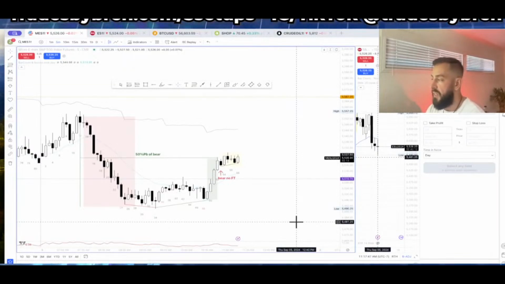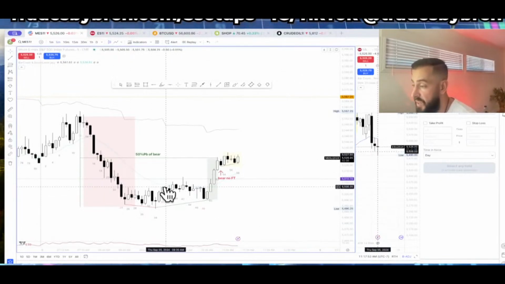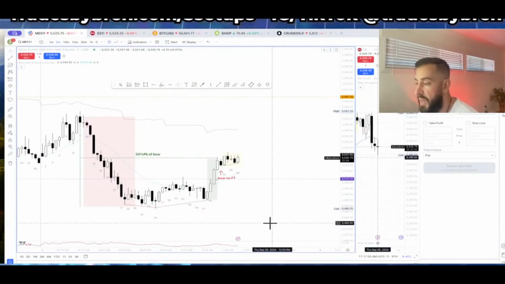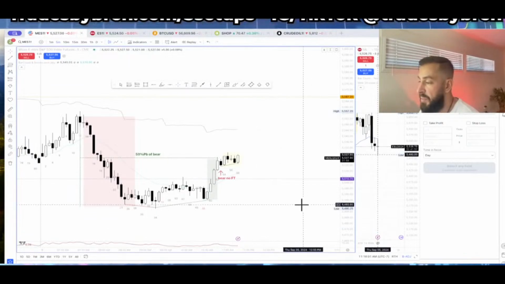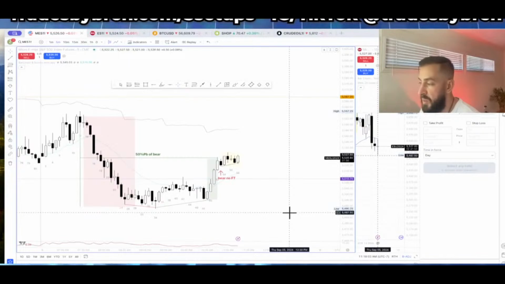Two things we've got to consider when structuring a trade. One is context. So that's what's happening to the left, right? That's why I have all this stuff marked up. You've got to know what's been happening and take a look at that. Second thing you've got to consider is the momentum. So what's happening right now? Where's the momentum right now? To the upside. So that means buying.